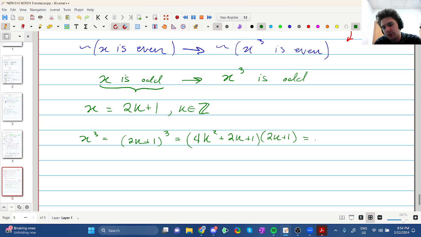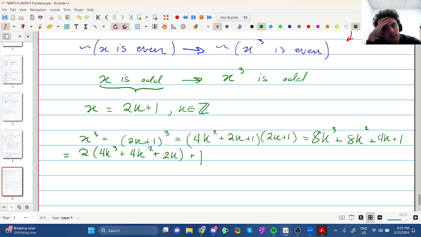I did this question earlier, so I'll just use it. I got that this is 8k cubed plus 8k squared plus 4k plus 1. You actually don't even have to do this, but anyways, this works. From here, you can factor a 2 out of the first 3 terms. So you get 2 times (4k cubed plus 4k squared plus 2k) plus 1. But notice where the bracket closed there.